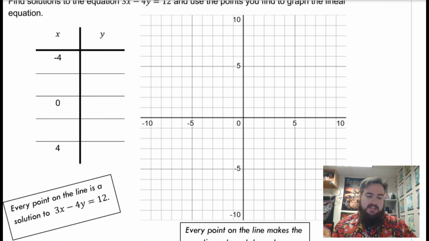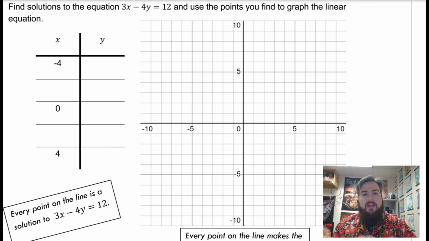We are given a table on the left side here that includes a few x coordinates. We see -4, we see 0, and we see 4. So, if those are our x coordinates, I'm going to plug those in to that equation there and solve for y to find a coordinate pair, x, y, that I can then graph.